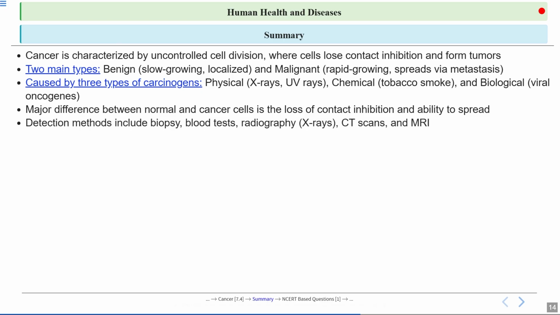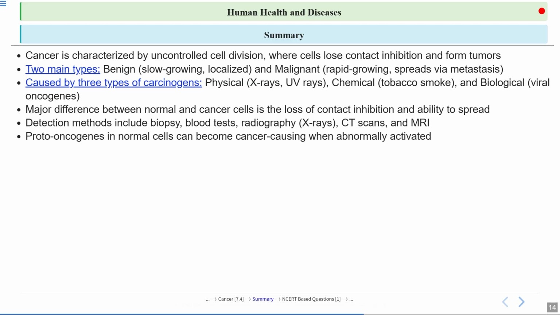After that, we discussed how cancer is detected. Doctors use methods like biopsy, where a small tissue sample is examined, blood tests to check for abnormal markers, and imaging techniques such as X-ray, CT scans, and MRI to visualize tumors inside the body.